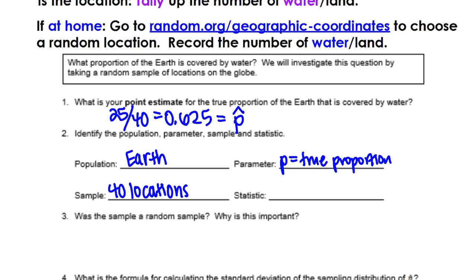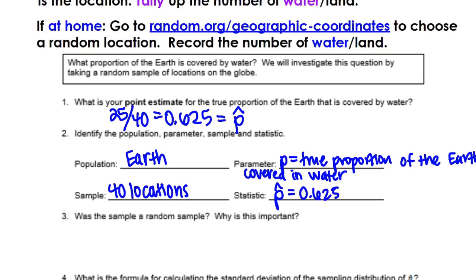True proportion of the Earth covered in water. And then our statistic is what we got from our sample, which is our p hat, and that is 0.625, which we got from doing 25 out of 40.